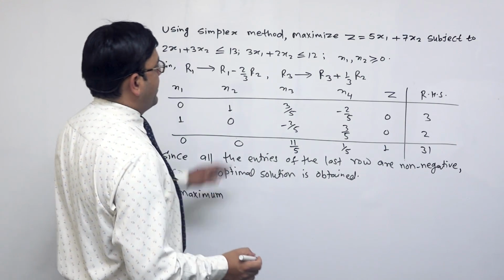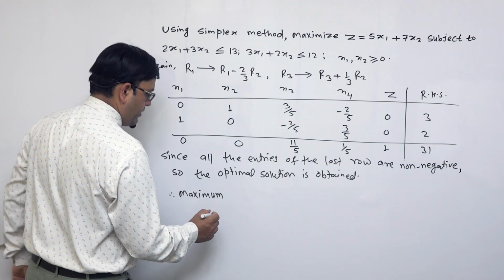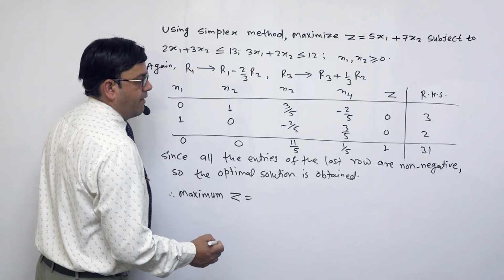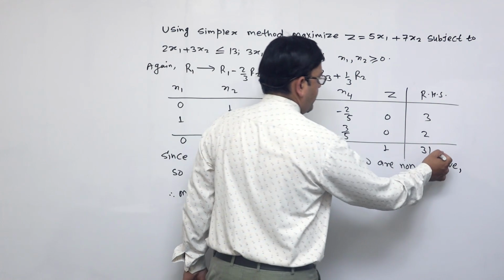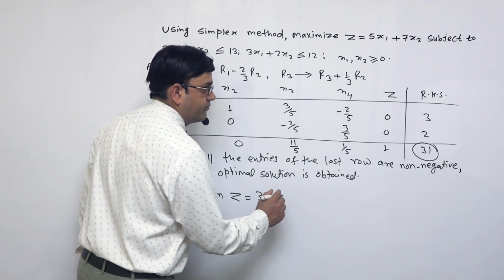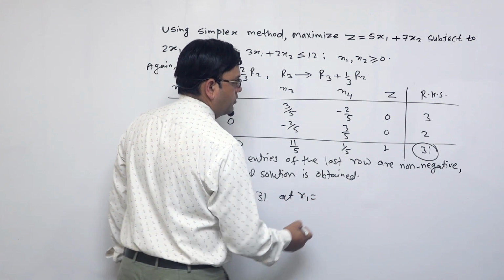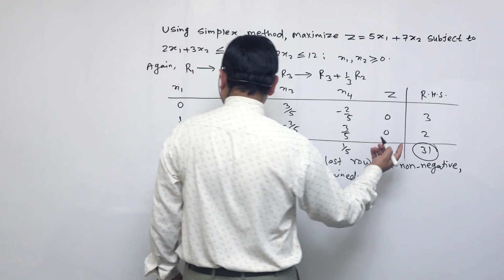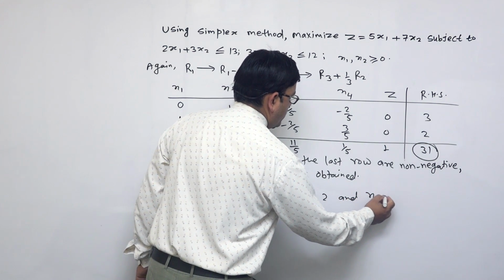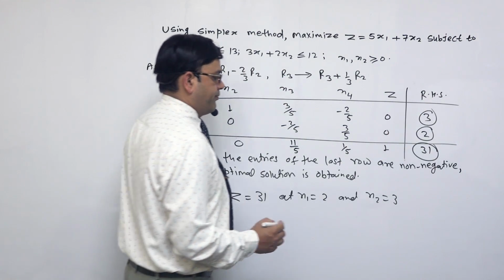Maximum, here maximize z is equal to 5x1 plus 3x2. The maximum of z is 31, at x1 is equal to 2 and x2 is equal to 3. This is how we solved it.